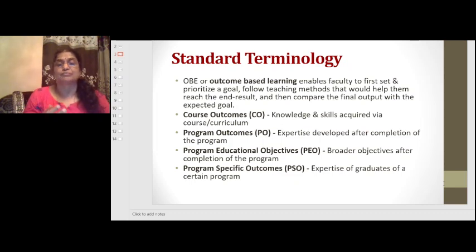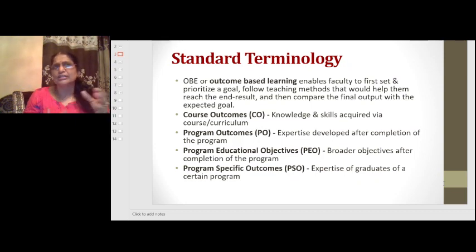Now the next term we have to understand is course outcomes. What is course outcomes? Now you have a curriculum set. You have different subjects in your classes, mathematics, English, and so forth. So course outcome is the knowledge and skills acquired through this course. That means you gain certain knowledge and certain skills after learning the subjects. So how did the course help you to get knowledge and skills? That's called course outcome.